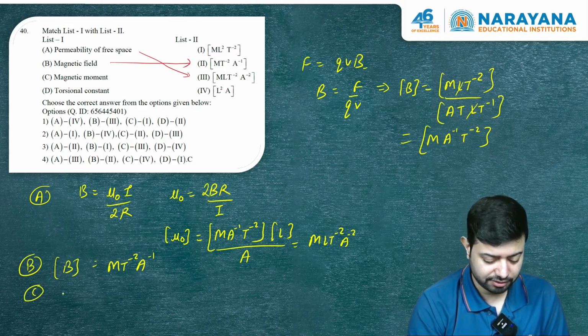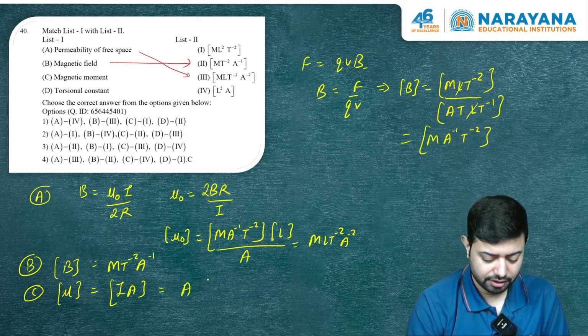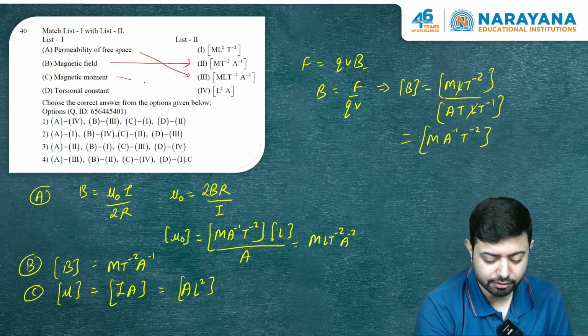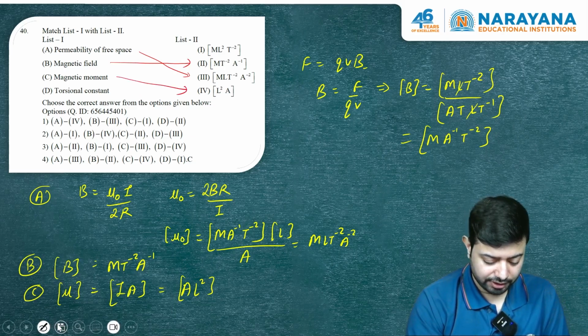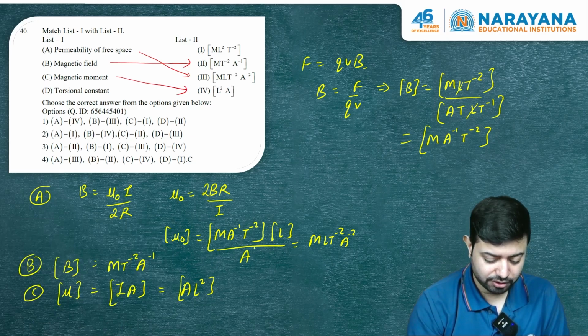Next one is magnetic moment. How is magnetic moment described? It is nothing but current into area, and current is A and area is L squared. So L squared into A. Which option is matching with magnetic moment? It is the 4th, and hence the remaining one will be the D option, torsional constant.